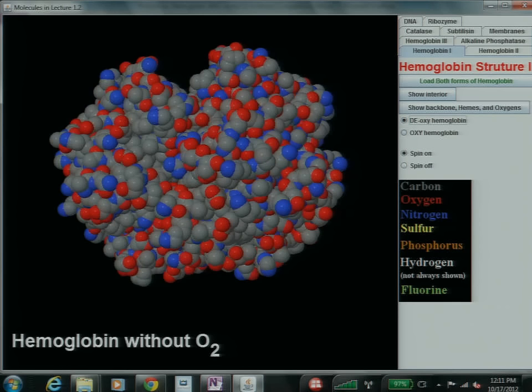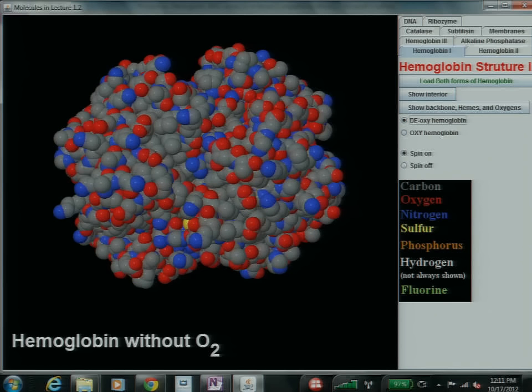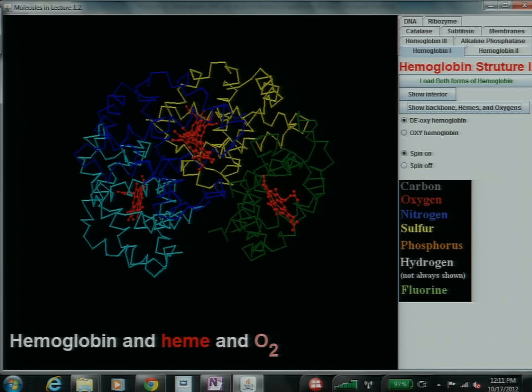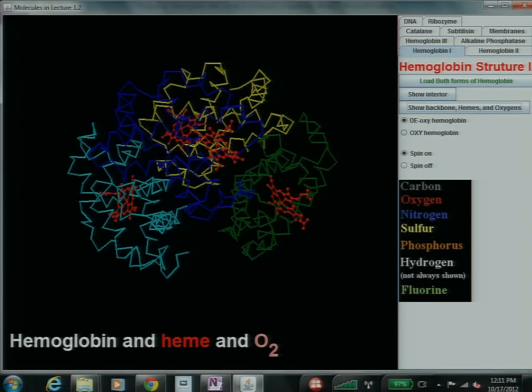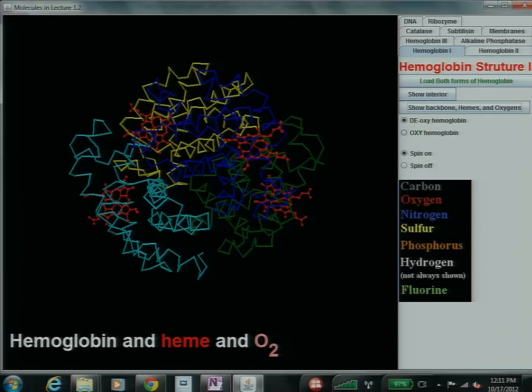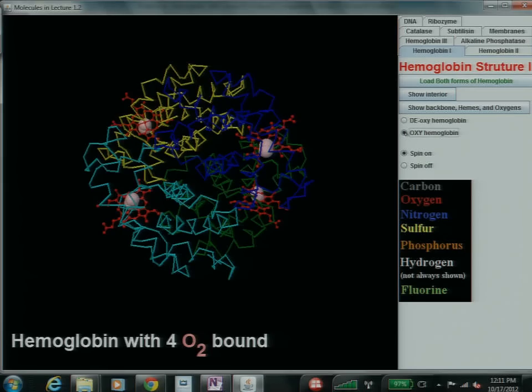So the idea is, and actually it's probably a little easier to show this. This view shows that coily stuff is the backbone to get it out of the way. The red spidery things are the places where the oxygen binds. And so what you can see, this has got no oxygen. And if you add oxygen, those are little pink guys, the oxygens bind.